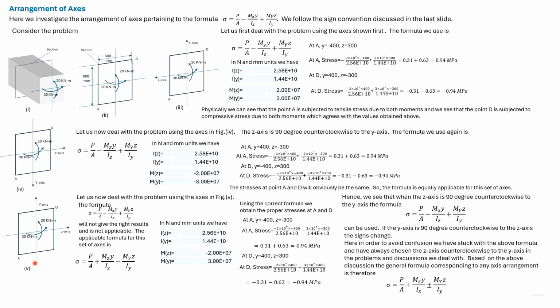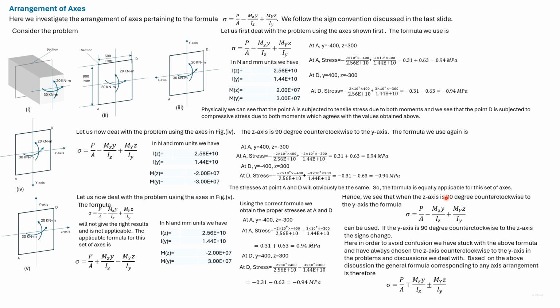In this case, we have taken the z-axis to be 90 degrees clockwise to the y-axis. Here we get Mz to be negative, but My to be positive. If we use this formula, we do not get the right results. If we use the other formula, we get the stress at A to be positive for both moments, and the stress at B to be negative for both moments. So this formula gives the correct results.